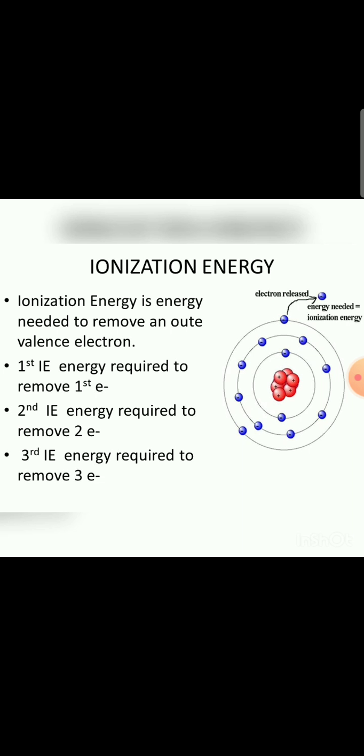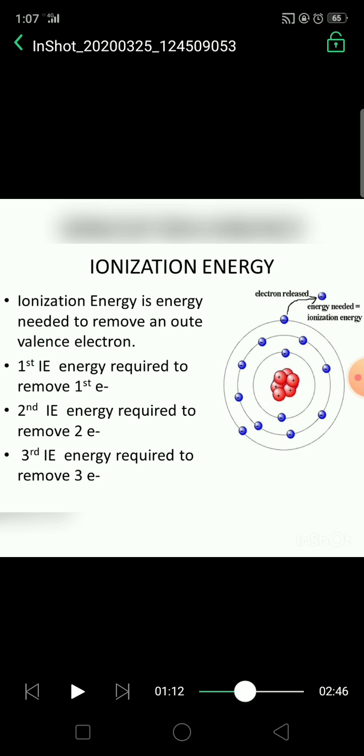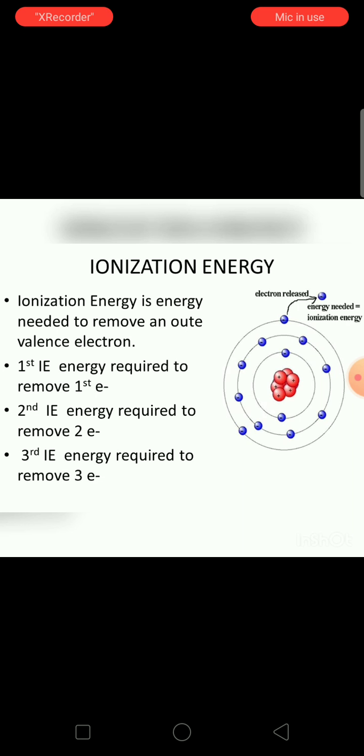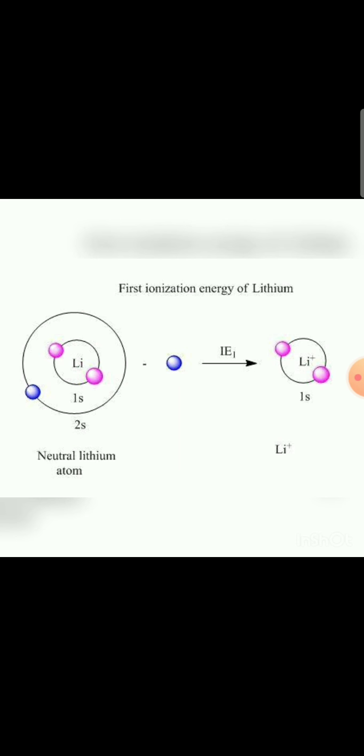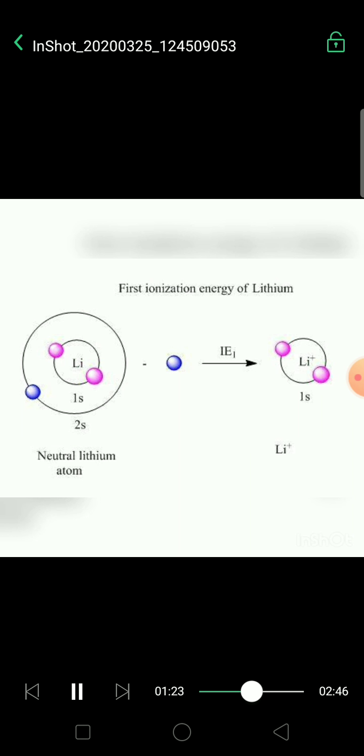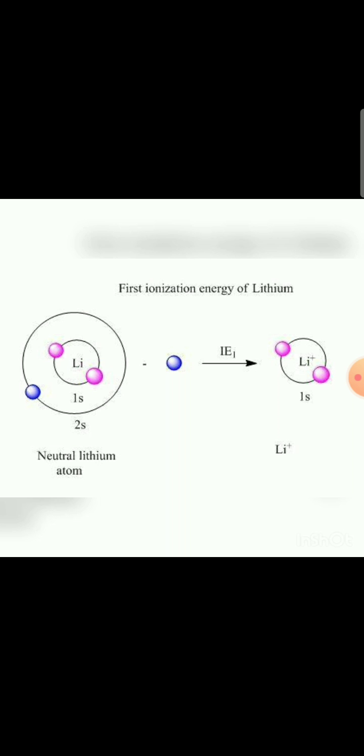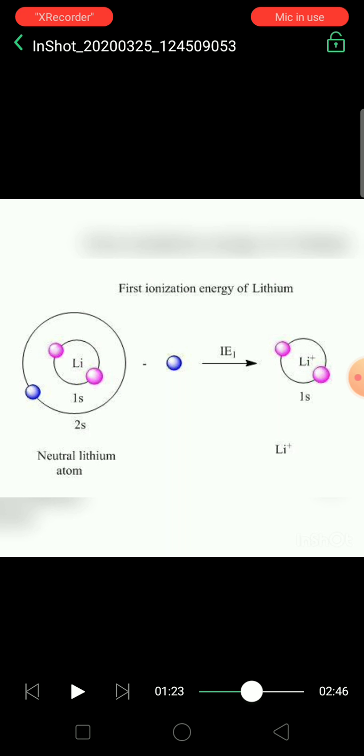There are different ionization energies, like first ionization energy, second ionization energy, third ionization energy. That is very simple. If you remove one electron, the energy required for the first electron removal is the first ionization energy. If you remove a second electron, the energy required for that removal is the second ionization energy. In the same way, the third ionization energy. As I said, the atomic radius trend is very important to understand other aspects of the periodic table. So if we see ionization energy, the first ionization energy is the removal of one electron. In lithium, when we remove one electron, you are going to get Li plus.